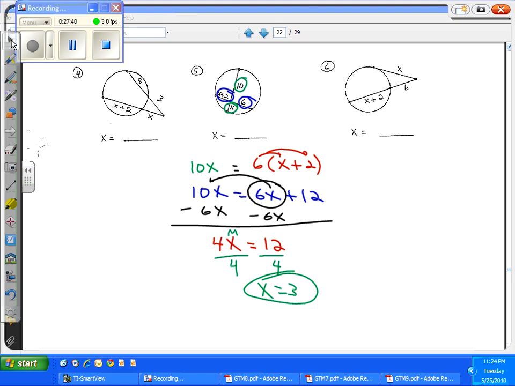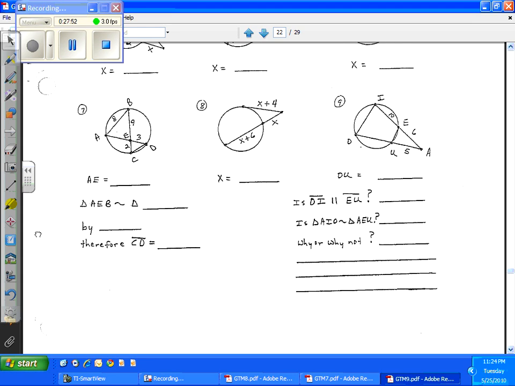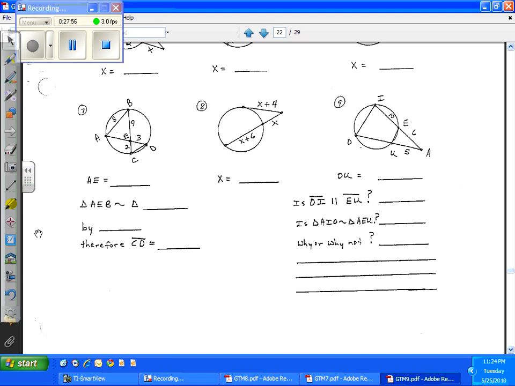Any questions on number 5? Okay. Got some more good ones for you to practice on there. Maybe we could look at number 7.